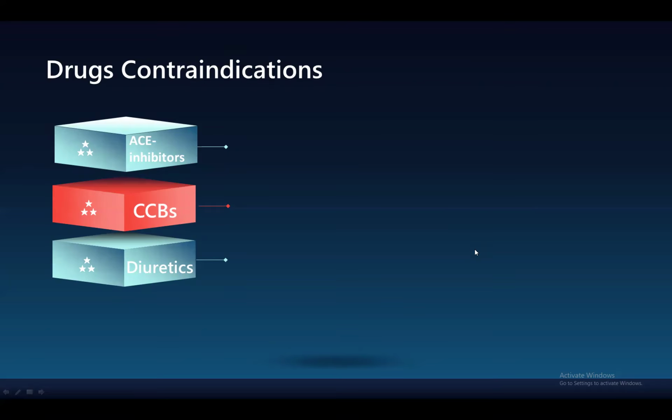ACE inhibitors are contraindicated in pregnancy because they can damage the fetal kidneys. What is the most teratogenic drug in the whole pharmacology? It is ACE inhibitors. What is the most dangerous drug in pregnancy? It is ACE inhibitors. So, ACE inhibitors are a big no in pregnancy.